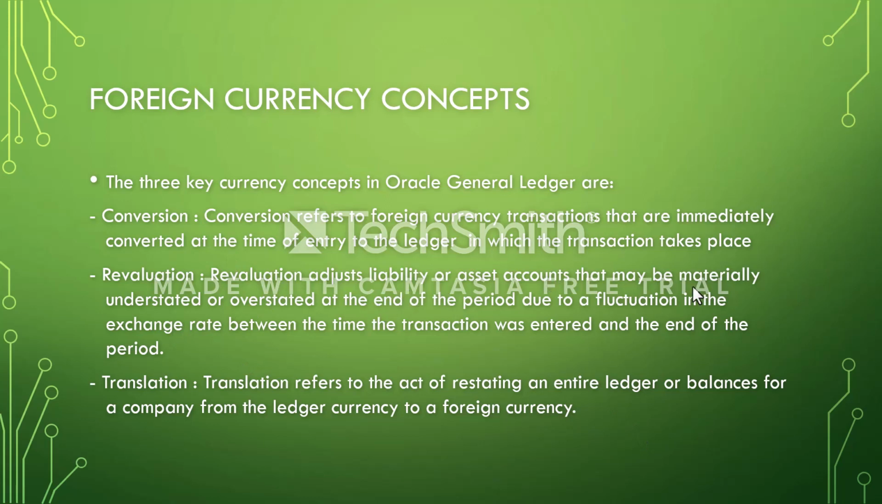Revaluation: a liability or asset is materially understated or overstated at the period end due to a fluctuation in the exchange rate between the time the transaction was entered and the end of the period. As I already quoted an example, before 1 or 2 years or before 10 years, you bought from a foreign country for 100 USD, now it has become 10,000 USD, something like land. It is appreciation. So that will fall into revaluation and unrealized gain. But only when you sell it will it become an actual gain or loss.